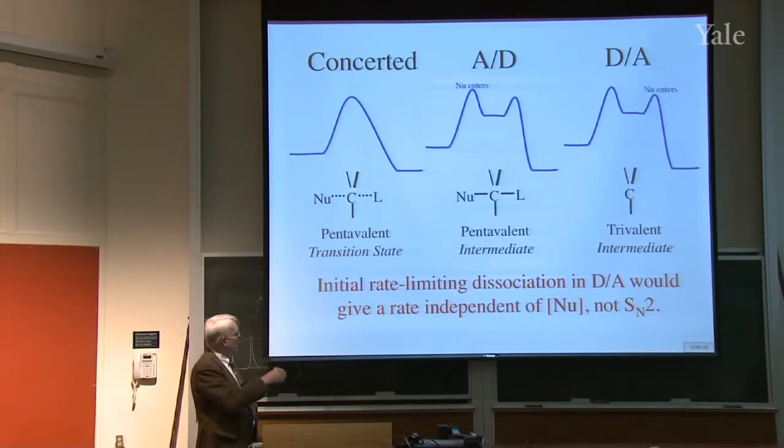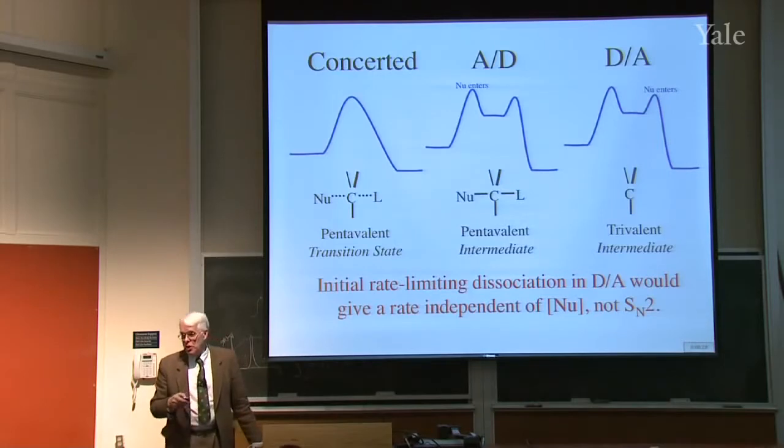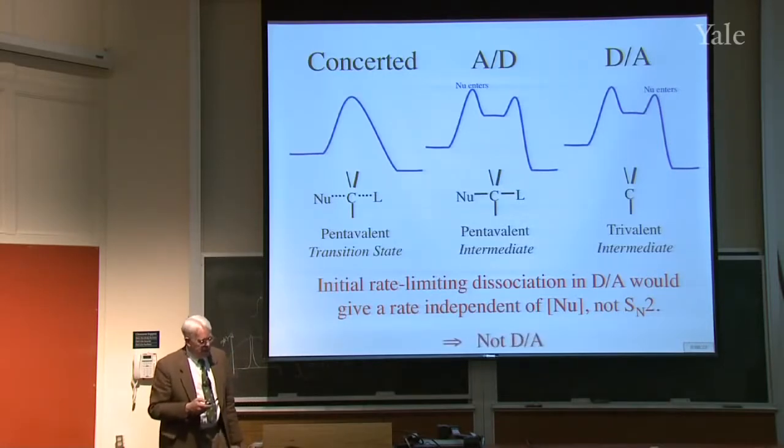So the initial rate limiting dissociation in the dissociation association would give a rate independent of nucleophile, this one, because the first step doesn't involve the nucleophile, only the second step. So if the rate limiting step depends on nucleophile, it can't be this mechanism. So we could exclude it on this basis as well as on the stereochemistry.